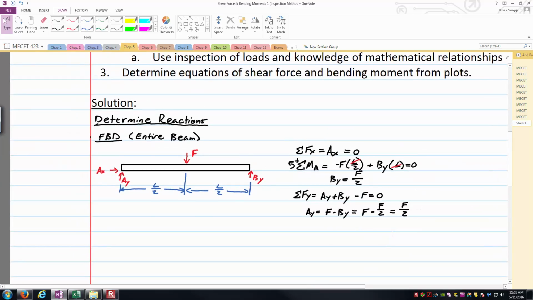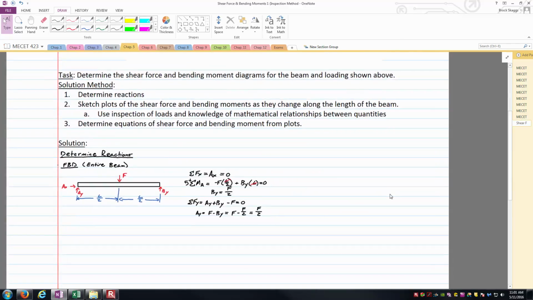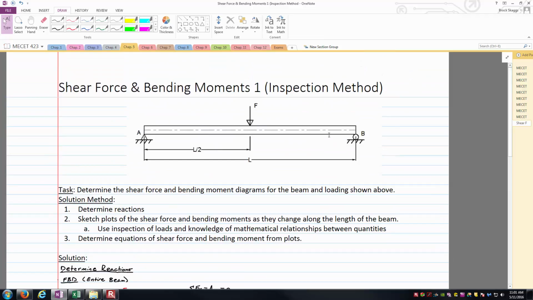And so this should be fairly intuitive to you. You've got this simply supported beam, right? Pin here, roller here.